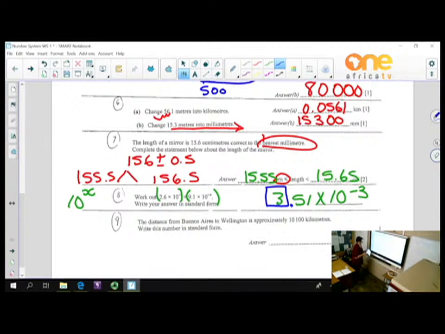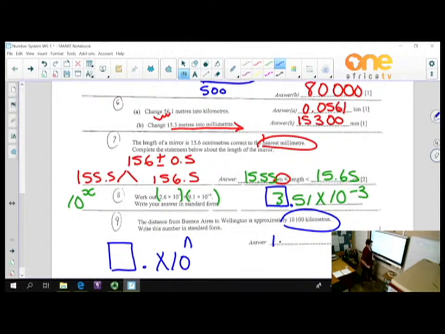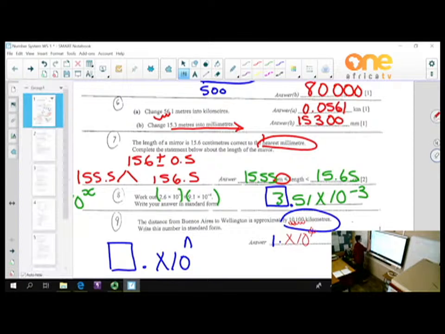And then the last one, the distance from Buenos Aires to Wellington are so many kilometers. Now here's a nice one to show it here. What is standard form? One digit times 10 to the power of n. So the one digit is the first number. And what is the first number here? 1. Okay, and then how many places do you move? Look here. 1, 2. Well, actually from there we move 1, 2, 3, 4. So it is times 10 to the power of 4.